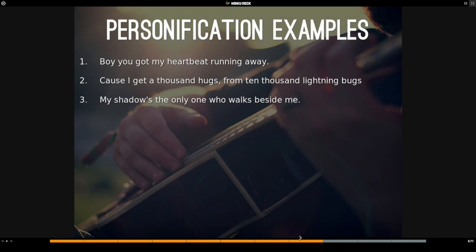Nicki Minaj, Super Bass. That's another example of the heart and the stereo being a comparison there. A band called Owl City released that song for the Lightning Bugs. I think it was called Fireflies, if I'm not mistaken. A lot of personification there. My Shadow is the Only One Who Walks Beside Me. That's a Green Day song.